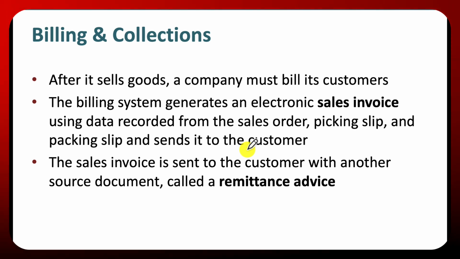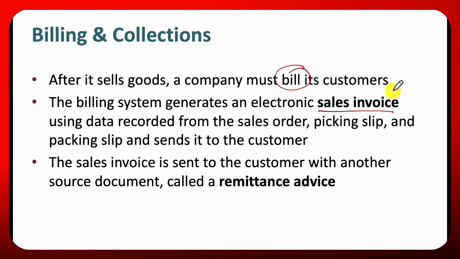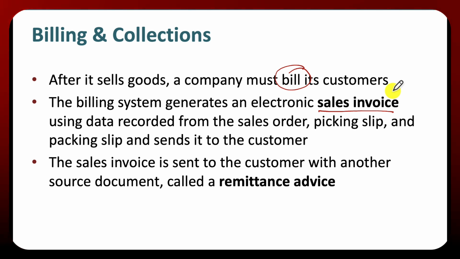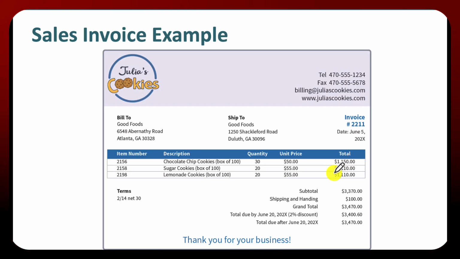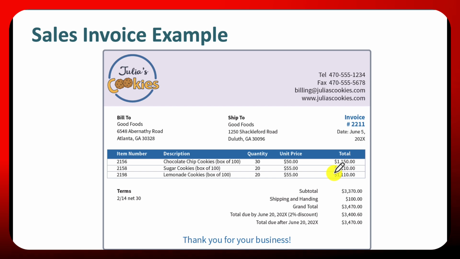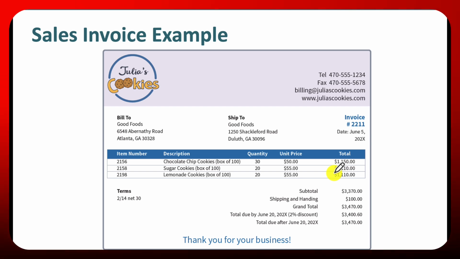So, billing and collections. After it sells goods, a company now has to bill the customer. So the billing system generates a sales invoice using what data was recorded in the sales order, in the picking slip, and in the packing slip that was sent to the customer. That sales invoice is then sent to the customer with a remittance advice. Here we see the sales invoice where we see all of the different cookies that were shipped. This sales invoice includes the data such as the amount due, the customer, the terms of the sales, and any discounts available.